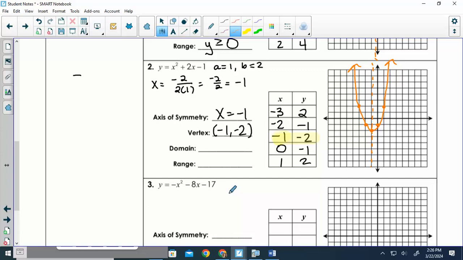What's the domain of this? All real numbers, every time. What is my range? Greater than or equal to negative 2. Notice that negative 2, that was the y value of my vertex, wasn't it? That's my lowest point.